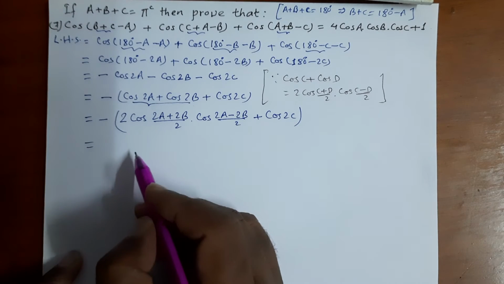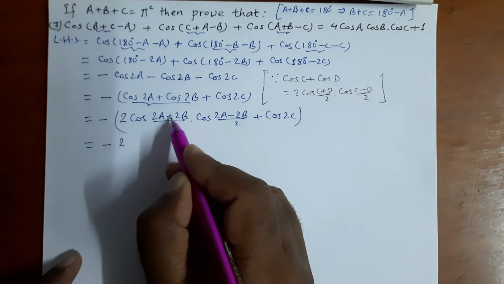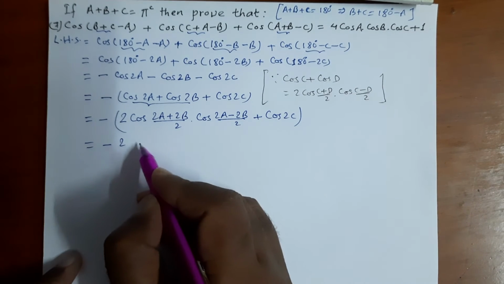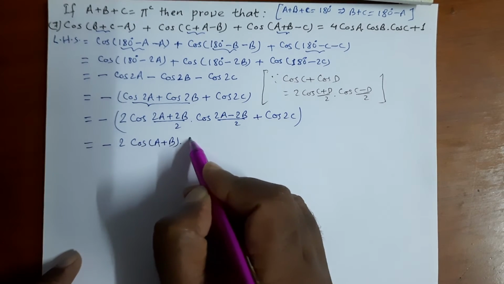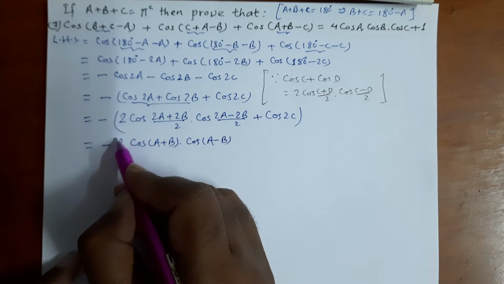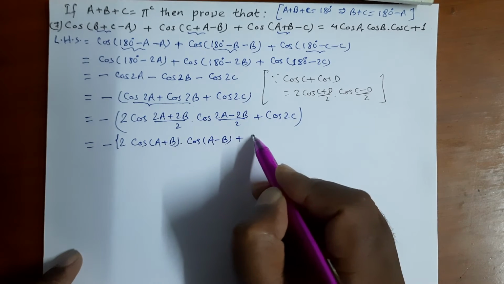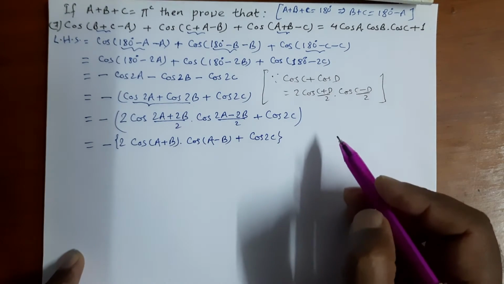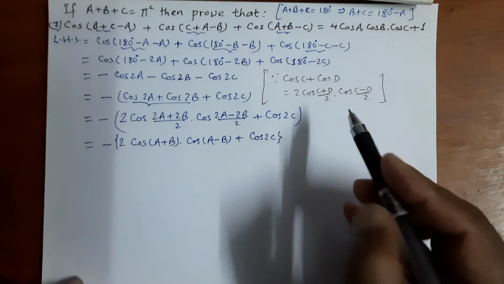And now this implies equals minus 2. From this, 2 comes out common, and that 2 will be cancelled with this. From this 2 common comes out, that cancels with this 2. So we have 2 cos(a plus b), here cos(a minus b) plus cos 2c, and cos(a plus b) is minus cos c.